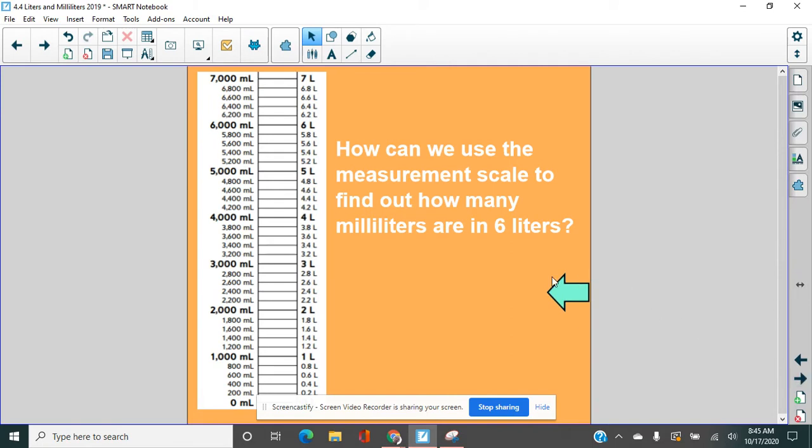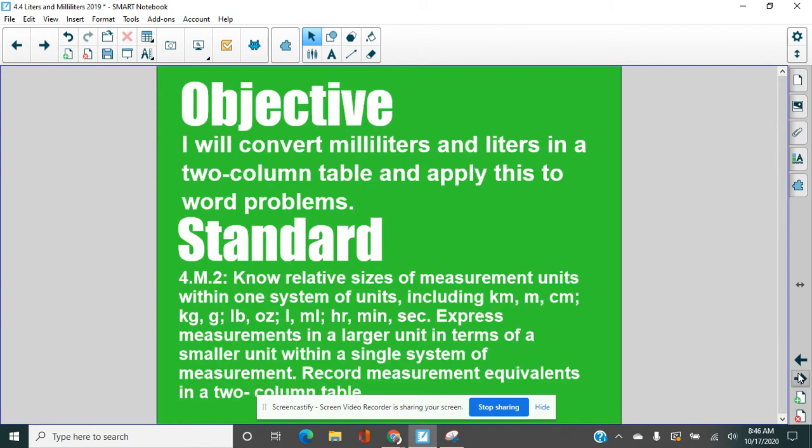So, how can we use the measurement scale to find out how many milliliters are in 6 liters? What do you think? Yeah, we can just find 6 liters here, look across, and see that it would be 6,000 milliliters. Is there an easier way that you can think of? Keep thinking about that for a moment, because there's an easier way than just using this scale.